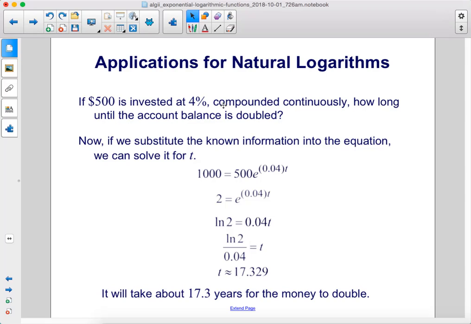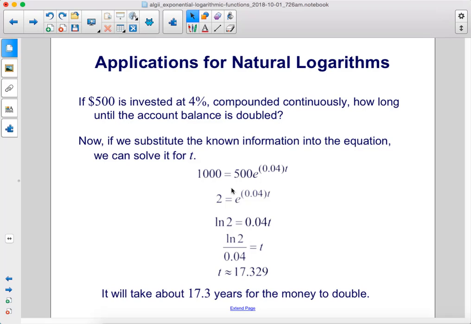So we want the balance to be 1,000 since we start out with 500 and we want to double it. So we set 1,000 equal to 500, which is the initial investment, times e to the 0.04, because that's the rate, times t power. So we're looking for what t is. What's the time here? The amount of years. So if we divide both sides by 500, we get 2 equal to e to the 0.04 t power.